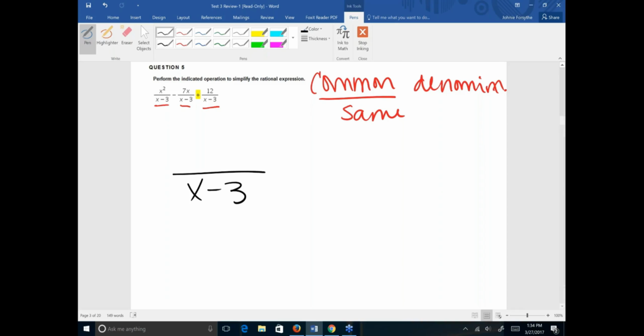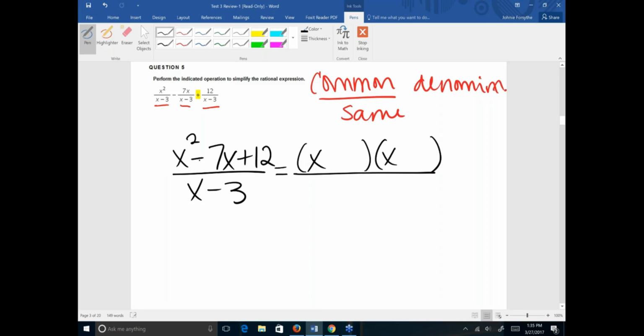So the top, we have x squared minus 7x plus 12. And then now to simplify it, we have to factor the numerator and see if we can cancel anything out. So look at the leading coefficient. It is a 1, so I can go ahead and set up my binomials. I'm going to take the first sign here, which is negative, so that's the first sign in my first binomial, and then to get the next sign in my second binomial, I multiply these two signs. Negative times positive is negative.